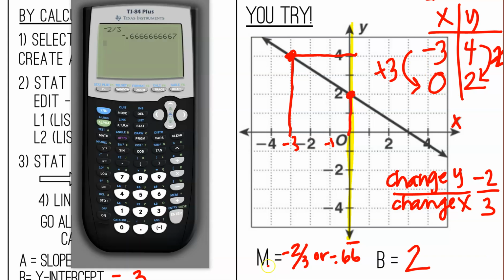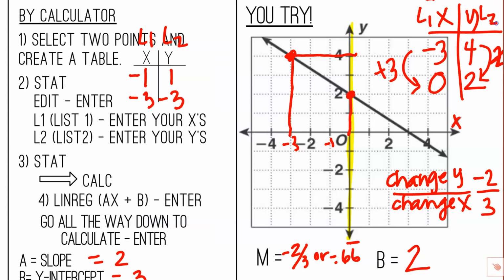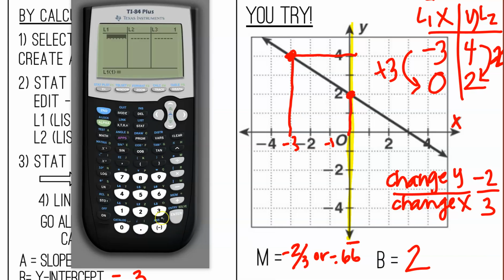Now to double check our work, all I have to do is put the points on the calculator. I go to Stat, Edit. Let me clear whatever's in here. So for my x and y, in L1 and L2, I have -3, enter, 0, enter, 4, enter, 2, enter. Stat, Calculate, number 4, enter, all the way down, and enter.